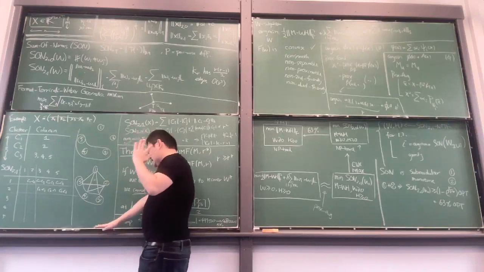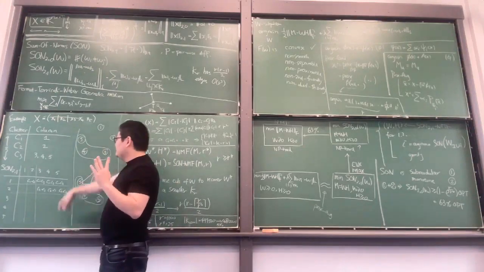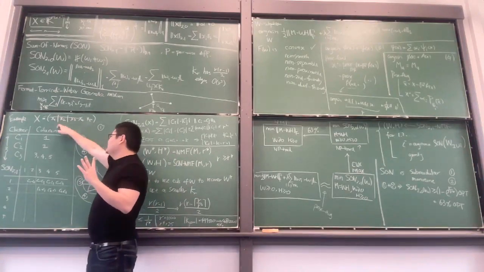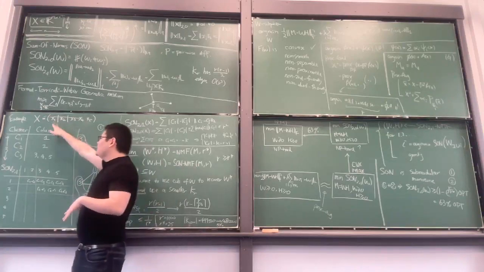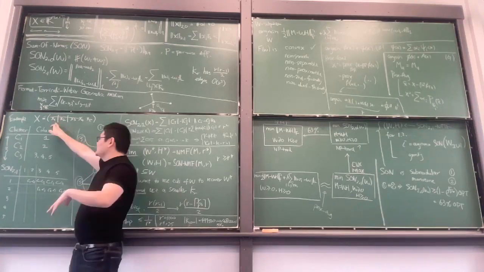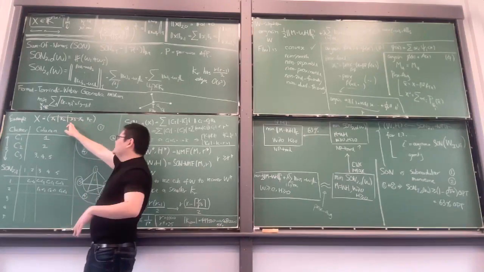My response is you will get something like this. What is this bar? You can think of this bar as meaning I separate them into different clusters. So this is cluster 1, this is cluster 2, this is cluster 3.